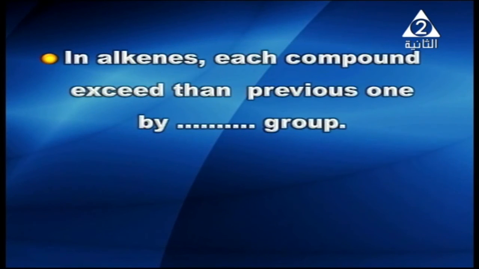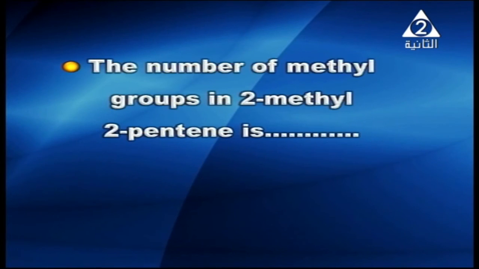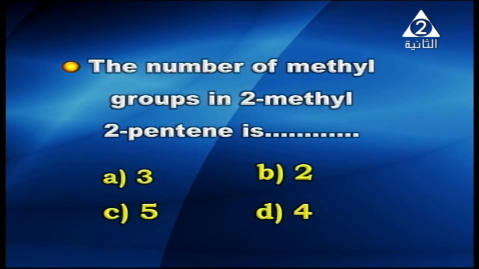Next point, in alkenes, each compound exceeds the previous one by what kind of group? Is it methyl CH3, ethyl C2H5, methylene CH2, or ethyl CH3CH2? If you think about it, it will be CH2. Next point, the number of methyl groups in 2-methyl-2-pentene is what? Is it 3 or 2 or 5 or 4? If you think about it, yes, it will be 3.